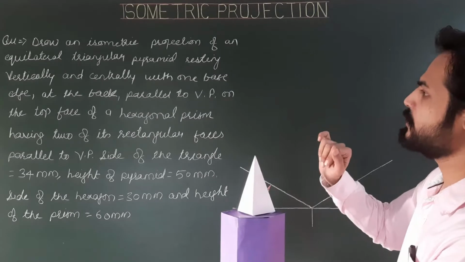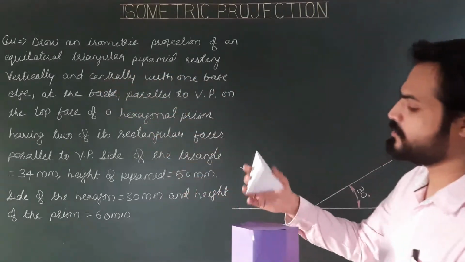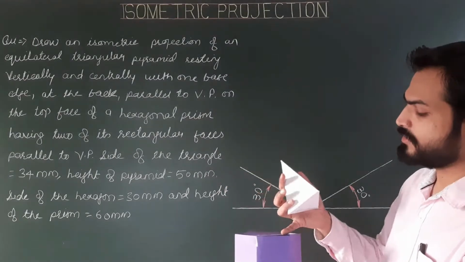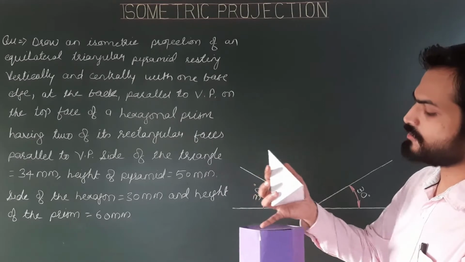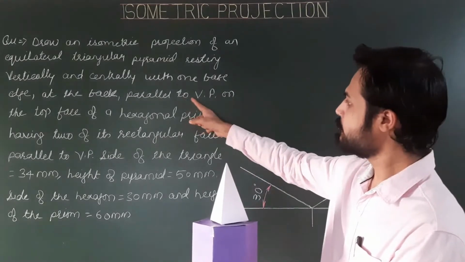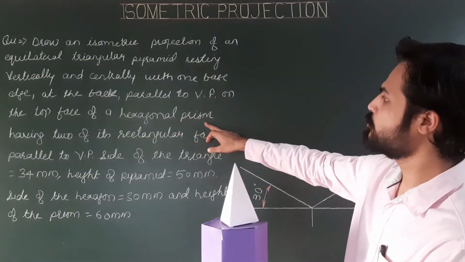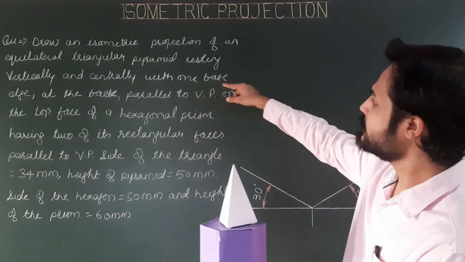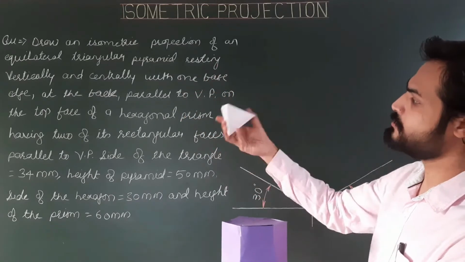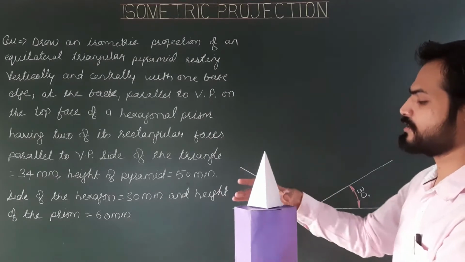And for the triangular pyramid, it is resting vertically and centrally. Centrally means the center of the triangular base will coincide with the center of the hexagonal base, like this, and parallel to VP on the top face of the hexagonal prism, resting vertically with one base edge at back. So an edge of its base at back is parallel to VP. So this is the final position.